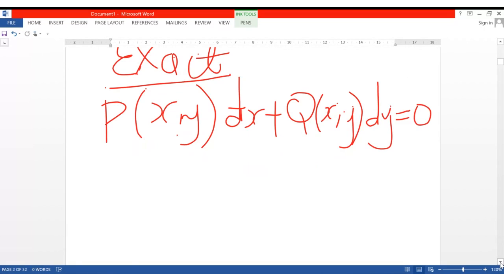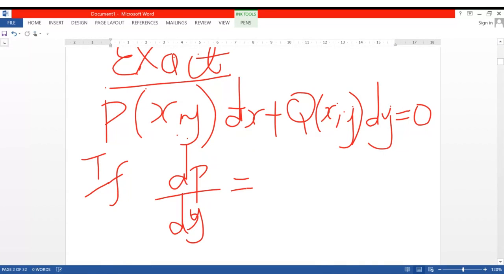So how do you know that this equation is exact? You can only know if it is exact if and only if dP, we differentiate that function in terms of y, will be the same as dQ all over dx. So before you begin to solve an exact differential equation, you must first check that this condition is satisfied.